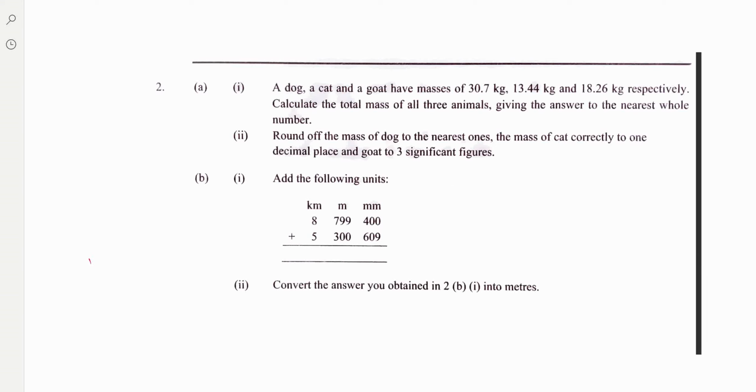So solution for question number 2A. A dog, cat, and goat have masses 30.7 kg, 13.44 kg, and 18.26 kg respectively. Calculate the total mass of all three animals, giving the answer to the nearest whole number.